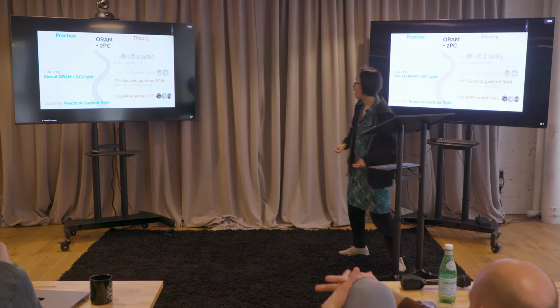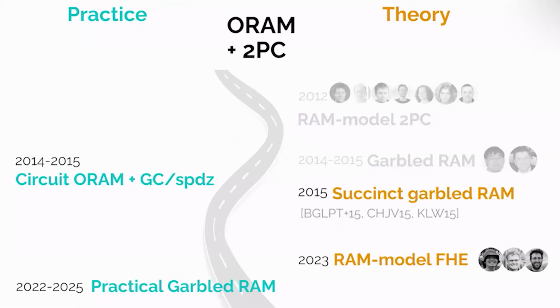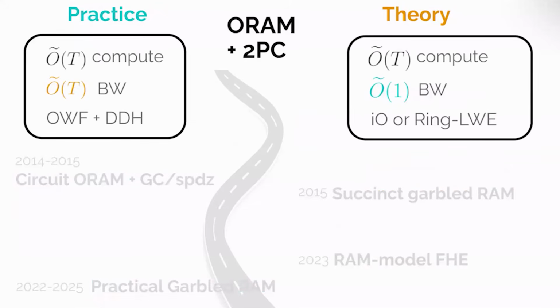On the theory front, there are fancier algorithms, like succinct Garbled RAM and RAM model FHE. I will tell you what they do. Essentially, with Garbled RAM, the bandwidth is not succinct. If you have a computation that runs in T time, you would have to consume roughly T bandwidth, whereas in theory you can compress the bandwidth to almost constant, polylogarithmic, but you need stronger assumptions like indistinguishability obfuscation or ring LWE. I think the interesting question is whether any of these theoretical techniques can be made practical.